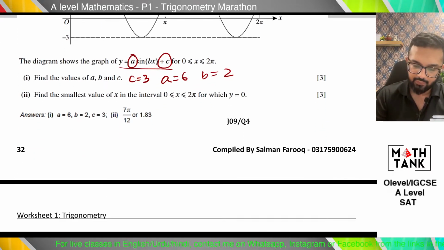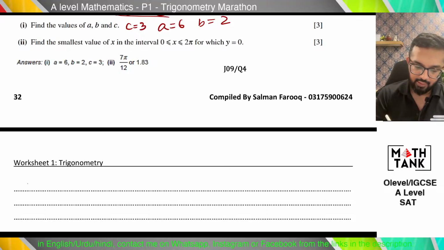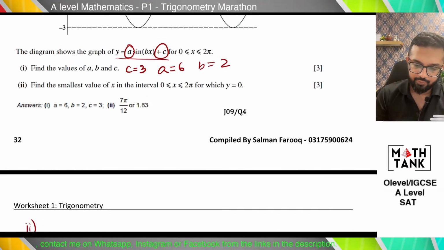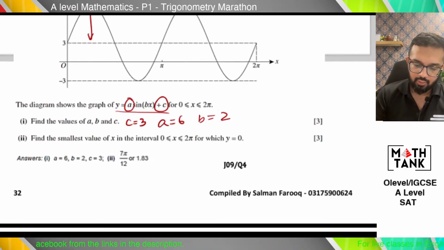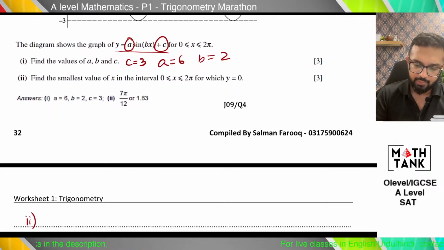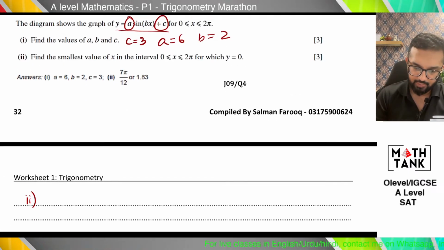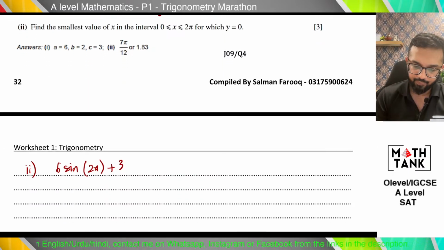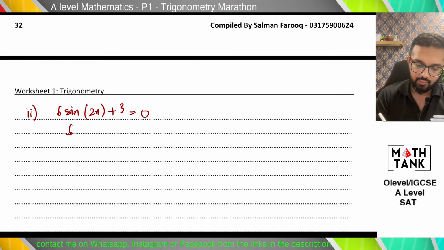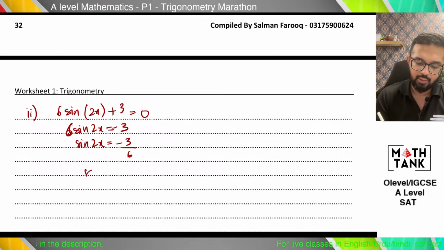And it says find the smallest value of x in the interval for this. So I am going to find the smallest value for solving this. y equals 0. So I'm going to write my equation first and say that 6 sine 2x plus 3 equals 0. So 6 sine 2x equals minus 3. Sine 2x equals minus 3 over 6. Sine 2x equals minus half.